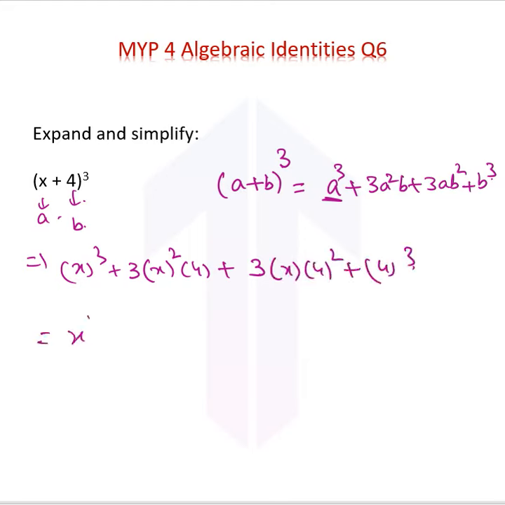So we get x cubed plus 3 times 4 is 12, x square, plus 3 times 16 is 48x, plus 4 cube is 64. So just compare it with the identity, and in place of a and b, you substitute the values as x and 4.